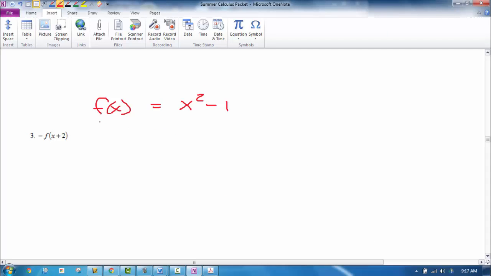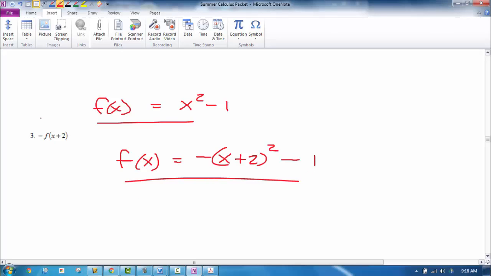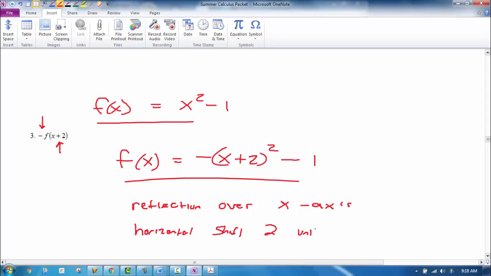Okay, the next problem wants to take the original function and add 2 to x, and also change the sign on the function. So that would be f of x equals negative (x plus 2) squared. We'd have to change the sign. This is a reflection over the x-axis. And this one is a horizontal shift. And that would be 2 units left.